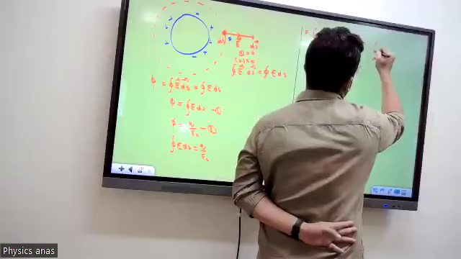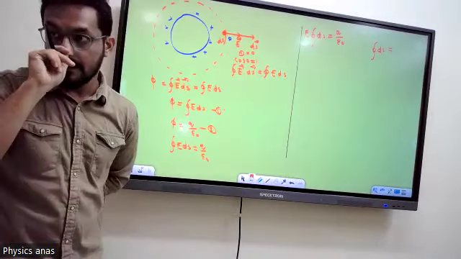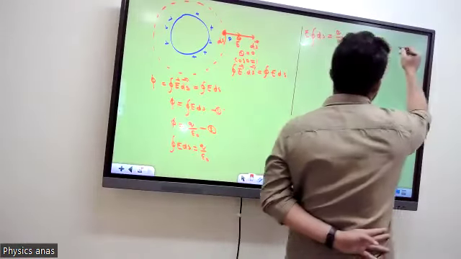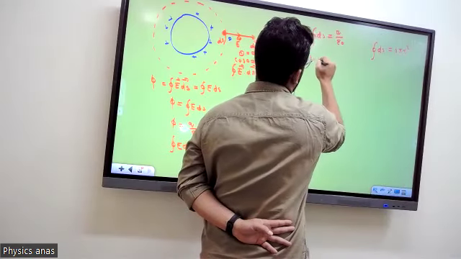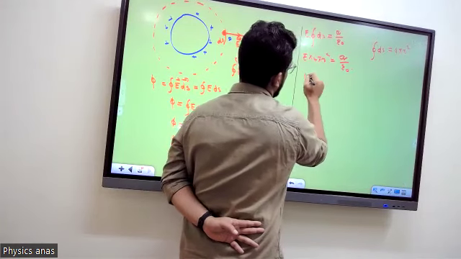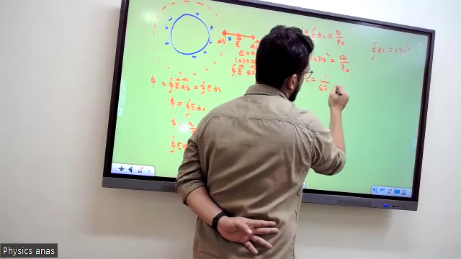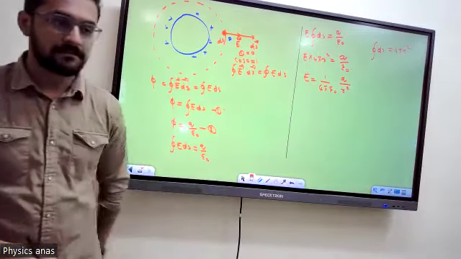And what is this integral ds? ds is a small part of this sphere, so integral ds will be the whole surface area of the sphere, which is 4 pi r square. So E into 4 pi r square is q by epsilon naught. And E is, bringing this over, 1 by 4 pi epsilon naught times q by r square. This is the equation for E.